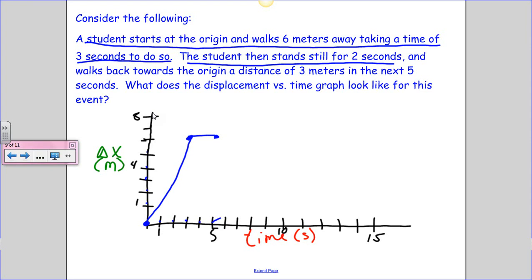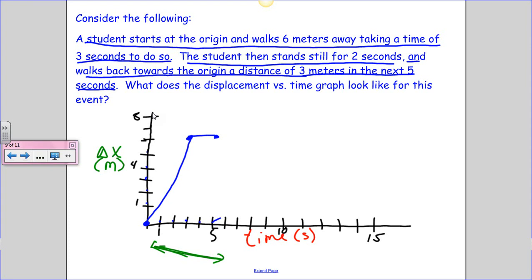Okay, next part. Then they walk back toward the origin a distance of 3 meters in the next 5 seconds. All right, well, let's think about this. Initially, when you read that, you think, oh, back toward the origin, we want to go back this way. But remember, the x-axis is time. And if you move back to the left, you're going backwards in time. That is literally what that line represents. And we can't have that because none of us are Marty McFly.